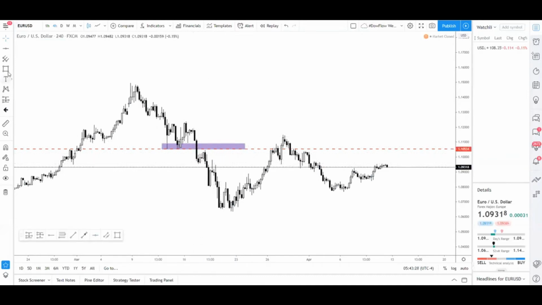Now let's carry on looking at the chart. Over here you see there's another support, and when it was broken, it was retested again. Same thing, it's about this level.